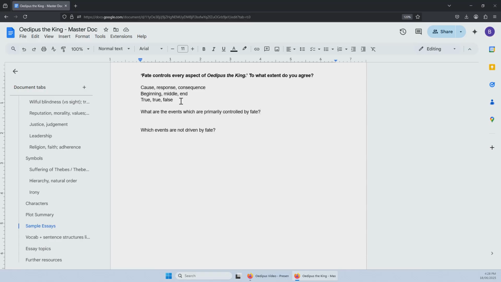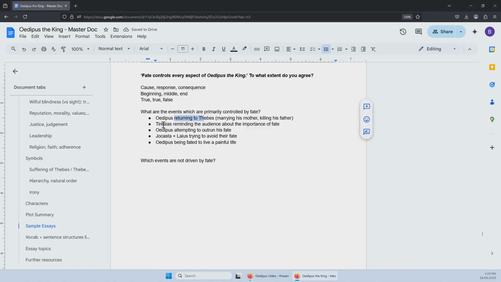So which events are primarily controlled by fate? We'd be thinking about things like Oedipus returning to Thebes, potentially Oedipus defeating the Sphinx, Oedipus becoming king, marrying his mother, killing his father Laius on the path to Thebes. What else would be controlled by fate? We'd brainstorm a couple of things for this.